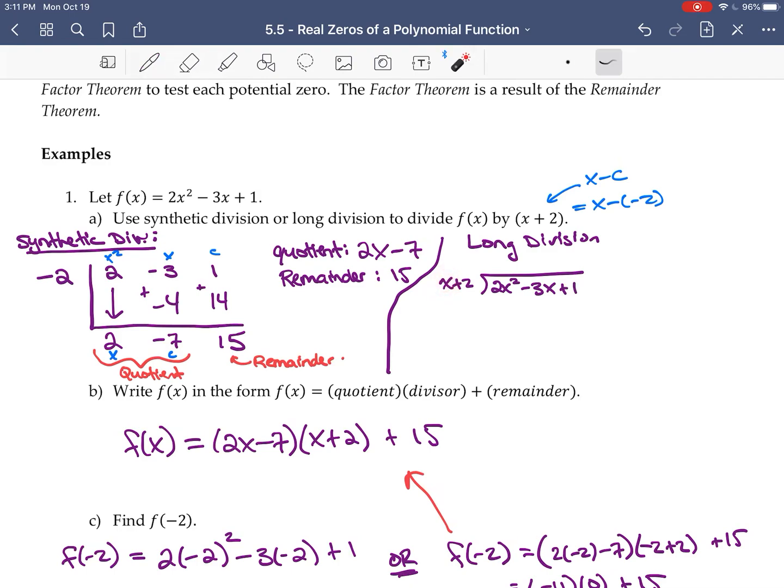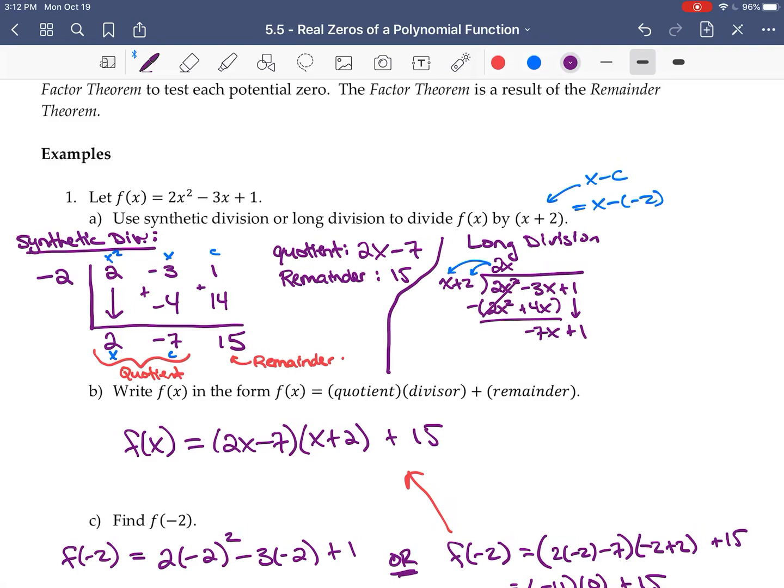So I have x plus 2 divided into 2x squared minus 3x plus 1. I take the biggest power here and ask, what do I need to multiply x by to get 2x squared? That is 2x. Then I multiply it to both parts, so that's 2x squared plus 4x. Then I subtract both of those. 2x squared minus 2x squared goes away, but then I have minus 3x minus 4x, which is minus 7x, and then the plus 1 comes down.